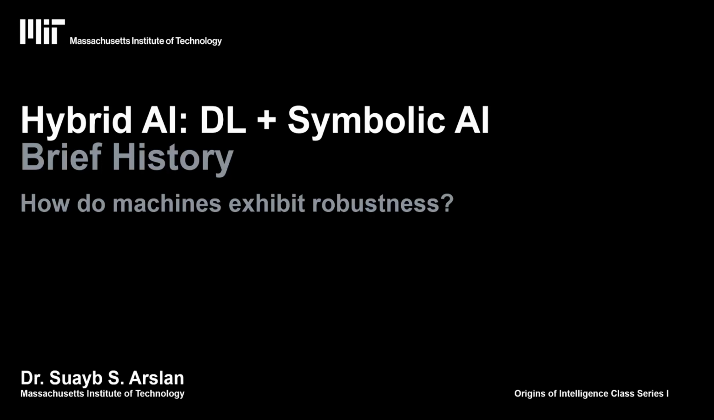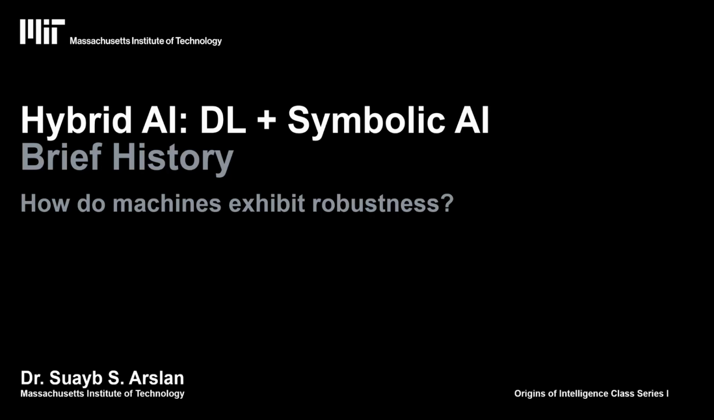Okay, in this short brief, I would like to introduce the concept of hybrid AI, which means deep learning and symbolic AI combined, by first providing a brief history of AI and its evolution, as well as some pointers to past literature. More essentially, I would like to delve into the concept of hybrid AI, which combines these two ideas, highlighting its significance in achieving robustness in machine intelligence.